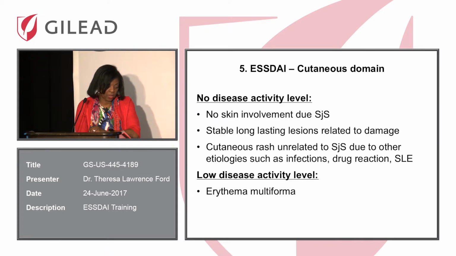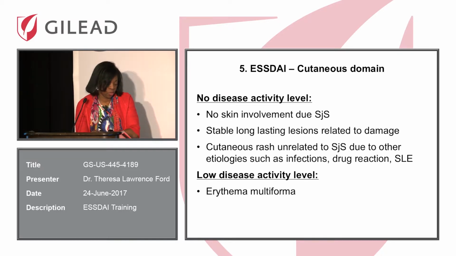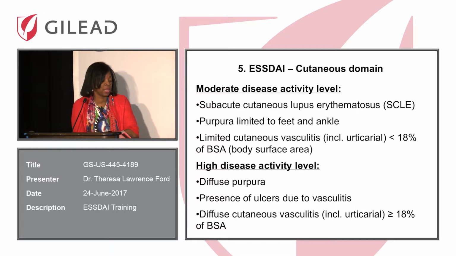So no disease activity would be no skin involvement that's attributable to the Sjogren's. Stable, long-lasting lesions related to disease damage, and a cutaneous rash unrelated to Sjogren's due to any other etiology, infection, drugs, or lupus. The low disease activity is erythema multiforme. Moderate would be SCLE, purpura limited to the feet and ankles, and the limited cutaneous vasculitis, including urticarial, that involves less than 18% of the body surface area.